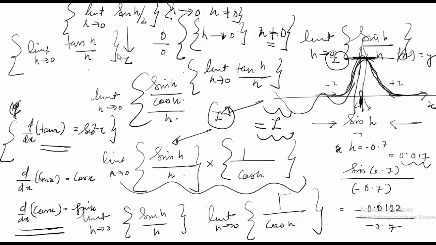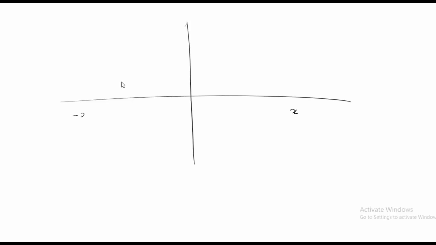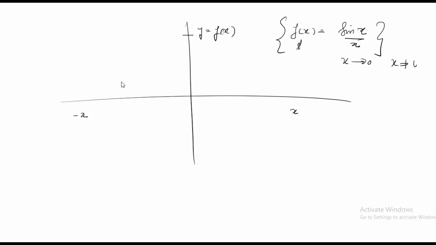So I just took a value of h equal to 0.7, and to get the exact curve, it is possible to take multiple values like minus 0.08, and so on, until you are getting a curve which will validate the assumption that it will converge close to 1. So the graph, if you plot the graph exactly, it will be something like this, as the value will approach, this is minus x, plus x, and this is y equal to f of x, while my f of x is equal to sine of x by x, and my x is tending to 0 while x is not equal to 0.